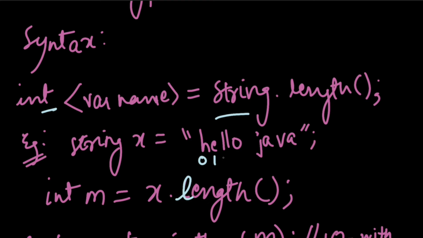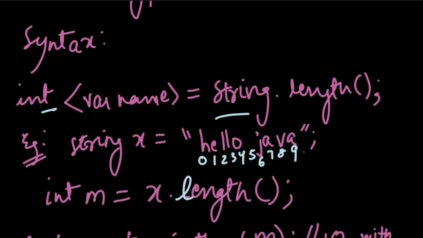0, 1, 2, 3, 4. Now, many people make a mistake here. They don't count the space, but the space will also be counted here. Regardless of how many spaces are there, you will have to count the space. So I will write 5 here for the space, then 6, 7, 8, 9.